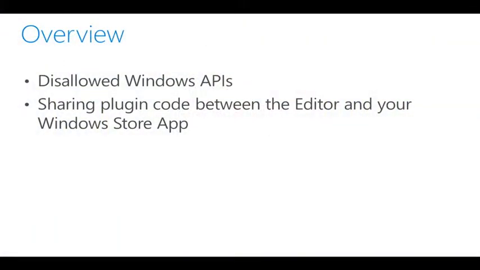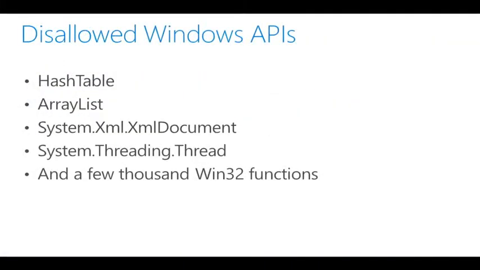All right, let's talk about disallowed Windows APIs. So the big ones, the big elephants in the room are, of course, Hashtable and ArrayList. A lot of code uses these. Luckily, these really are kind of deprecated. So they're really specializations of other data types that are still usable. So that's not actually too bad. XML, we'll talk about that in a minute. But a lot of the XML APIs were deprecated and disallowed in favor of other ones.